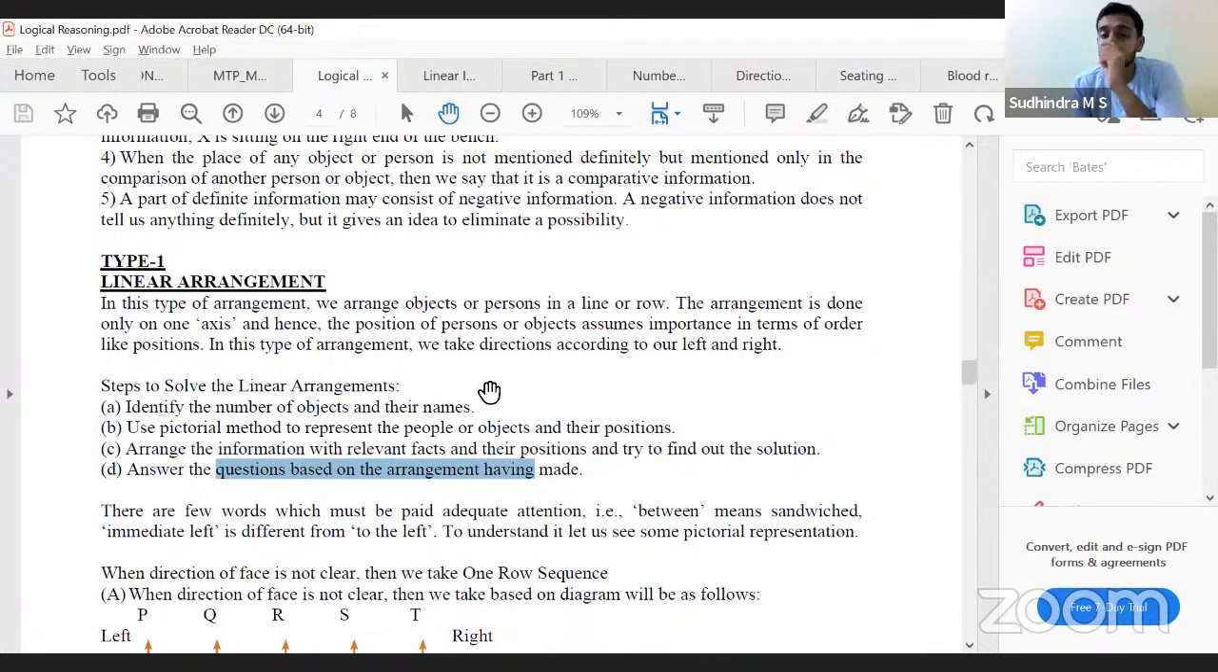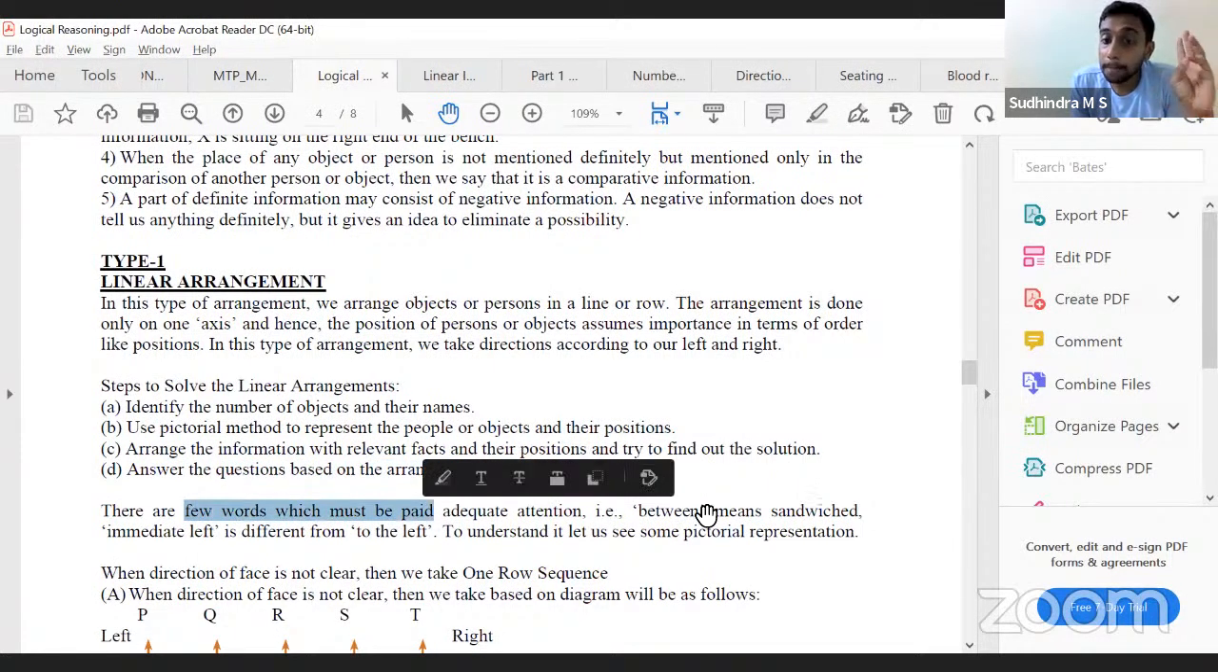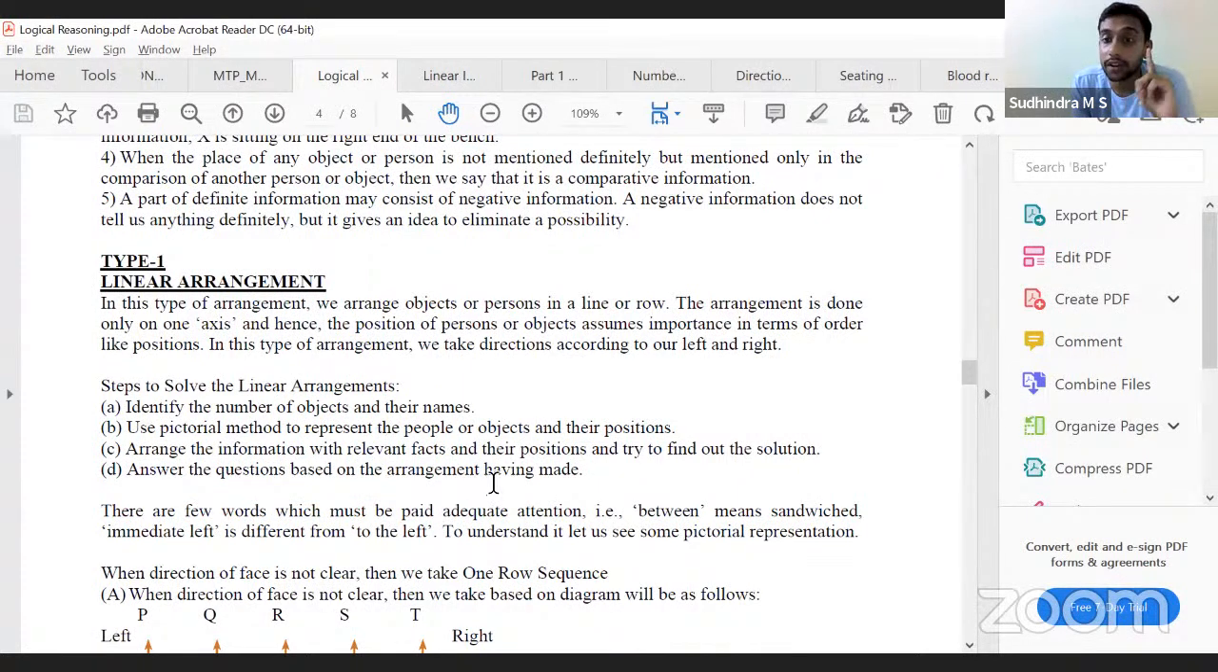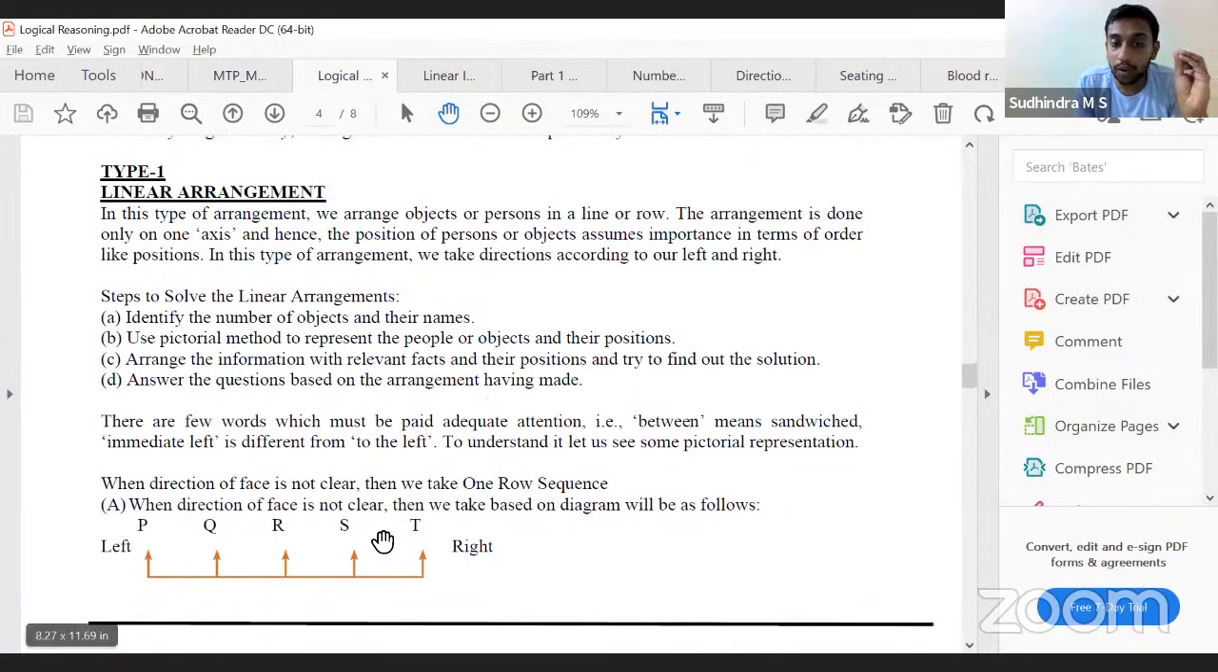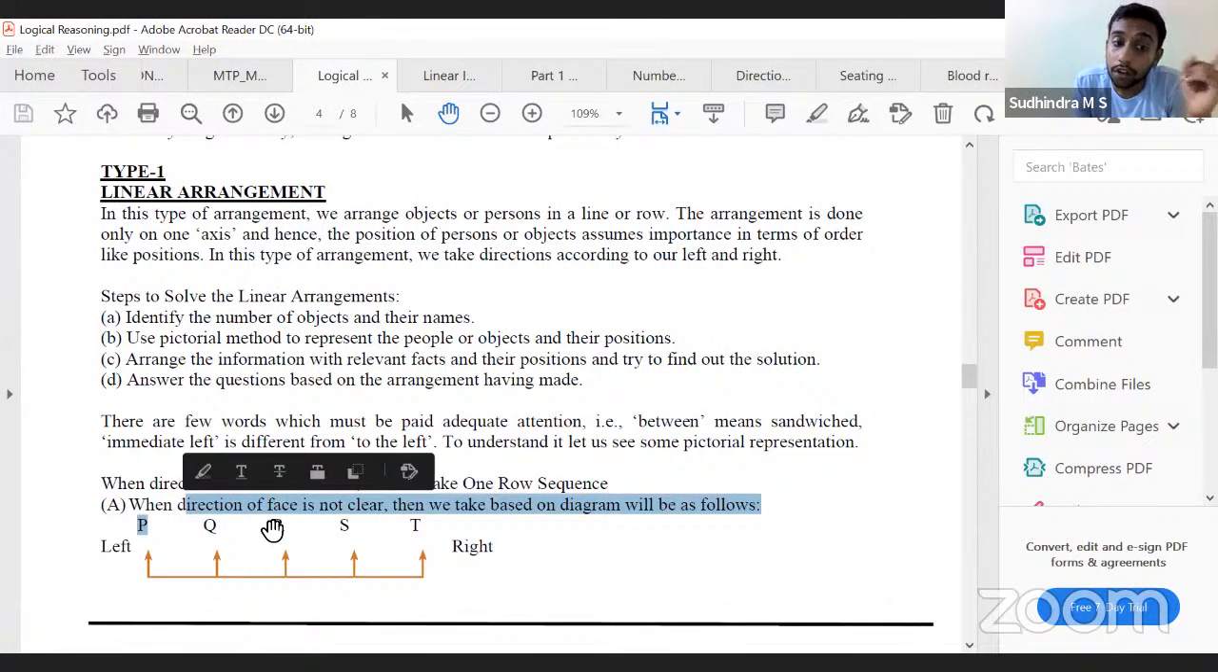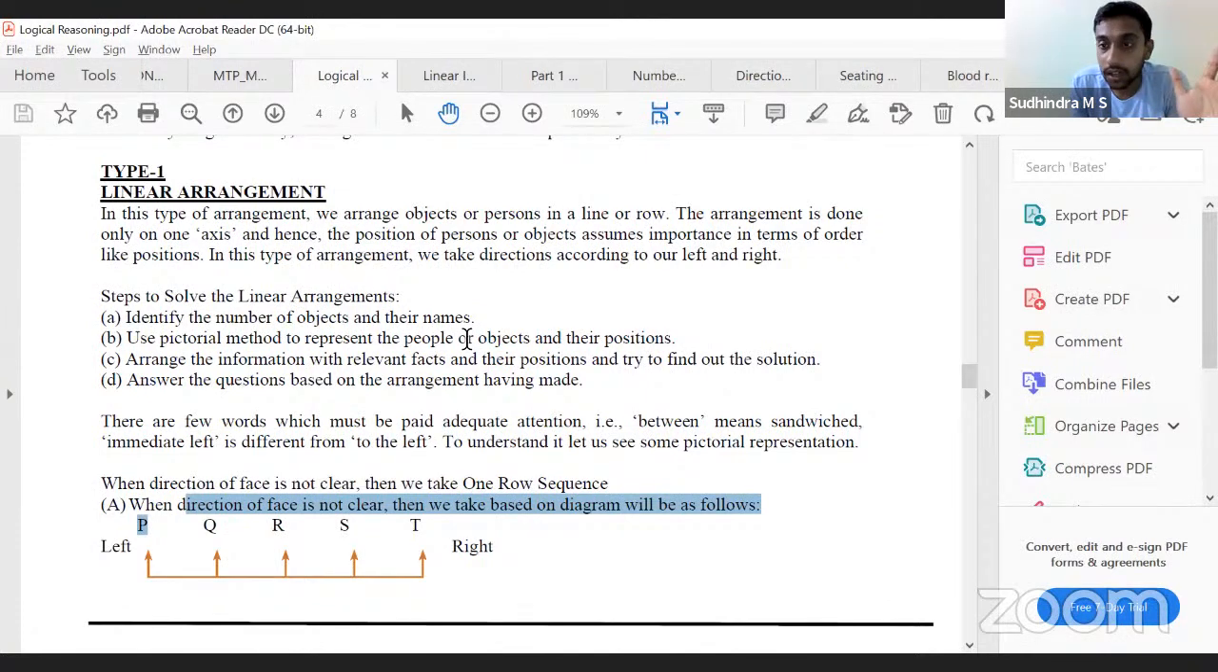Here, there are certain points that we have to focus on. There are few words which we have to pay attention to. Between means sandwiched, that we know. Immediate left is different from to the left. Here, in PQRST, Q is immediate left to R, but P is also left to R. So immediate left and to the left are two different terminologies. When they say to the left, it need not be immediate left. However, if they say immediate left, it has to be immediate left.